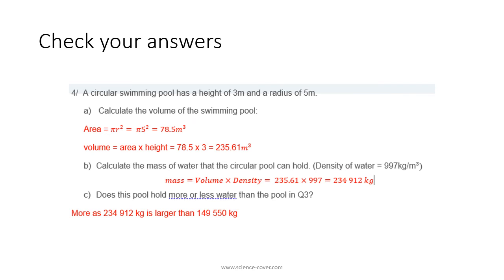The circular swimming pool has a height of 3 meters and a radius of 5 meters. Calculate the volume of the swimming pool. Well, first I need to find the area of the swimming pool, which I can do by using pi r squared. So pi times the radius squared is pi times 5 squared, which gives me 78.5 meters squared.